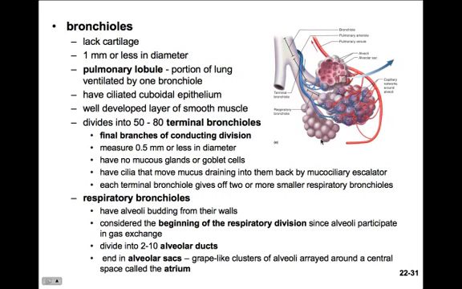Each of these alveolar ducts ends in alveolar sacs, which are grape-like clusters of alveoli arrayed around a central space called the atrium. It's here that oxygen moves from the atrium into the capillary blood supply around the alveolar sacs. And carbon dioxide diffuses from the blood back into the alveolar sacs to be expired from the lungs.